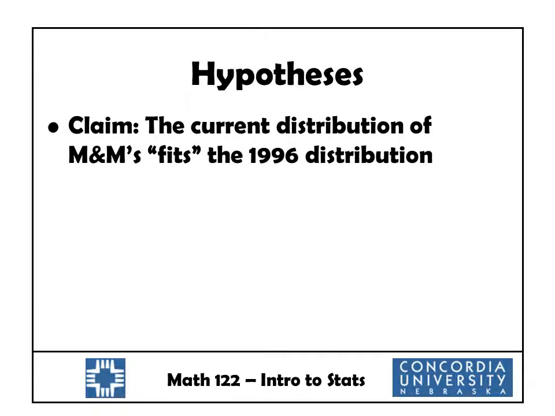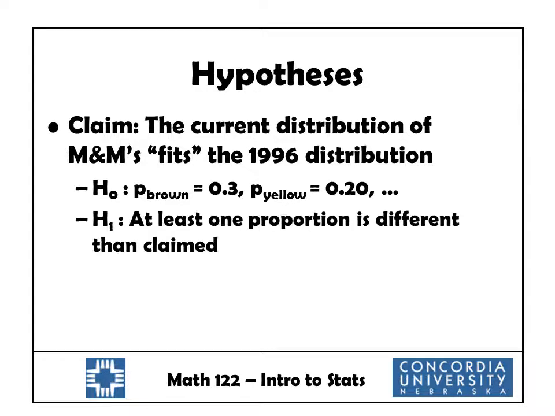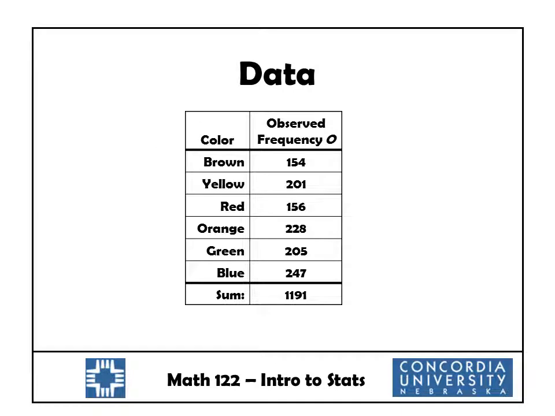So that's our claim. So set up our hypotheses. We're claiming that the proportion of brown M&Ms is still 0.3, the proportion of yellow M&Ms is still 0.2, etc. That's our claim, which is the same as the null hypothesis. The alternative really isn't terribly important, but it's the statement that at least one proportion is different than claimed. Okay. So in class we counted 1,191 M&Ms. We got that 154 of them were brown, 201 were yellow, etc. So there's our observed frequencies.